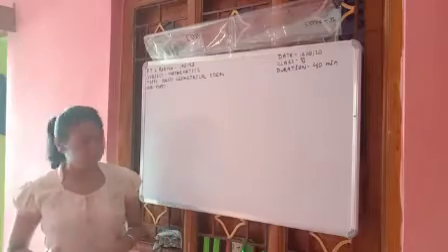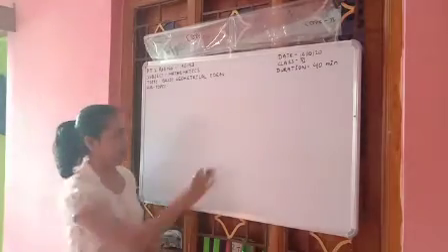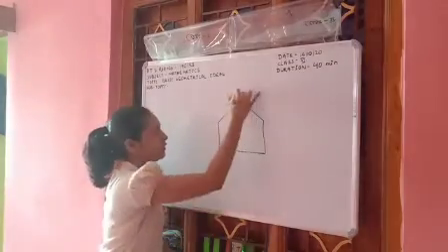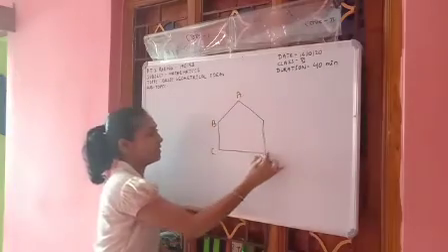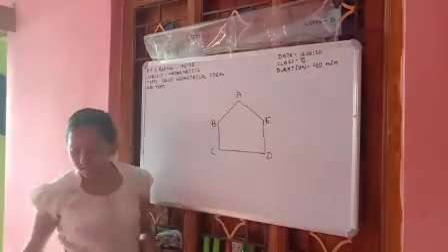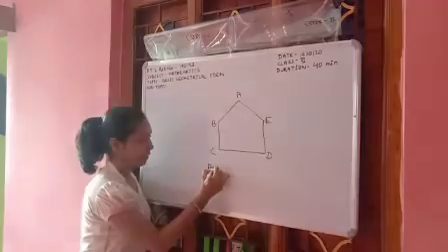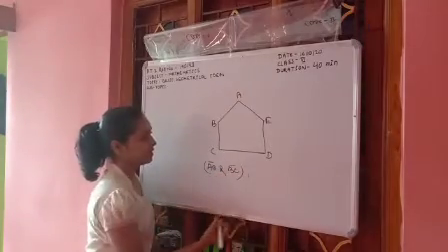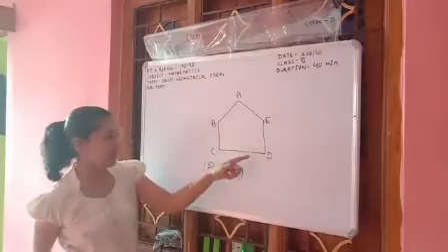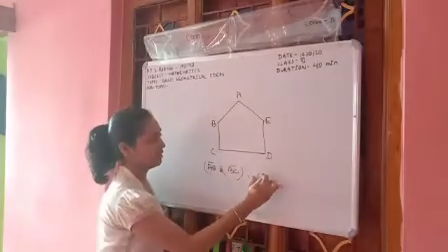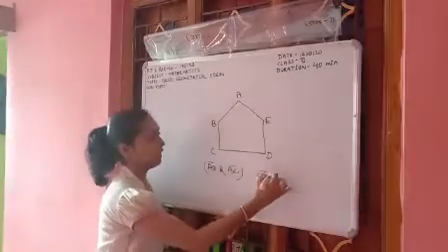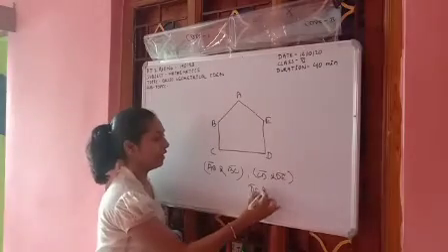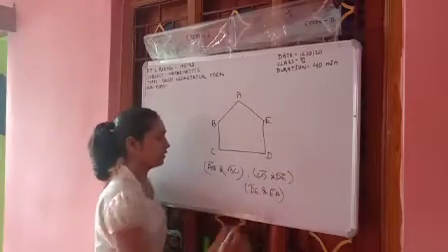We will discuss the previous class. Please tell me, in this polygon ABCDE, what are the adjacent sides? AB, BC, CD, DE, and EA. Yes, very good.